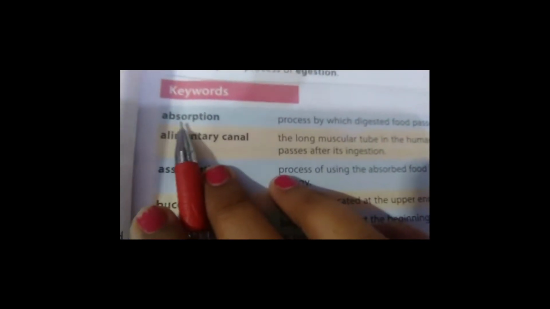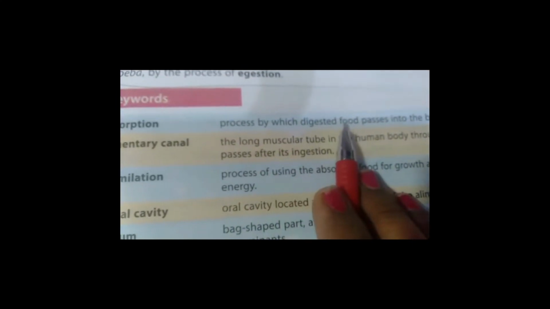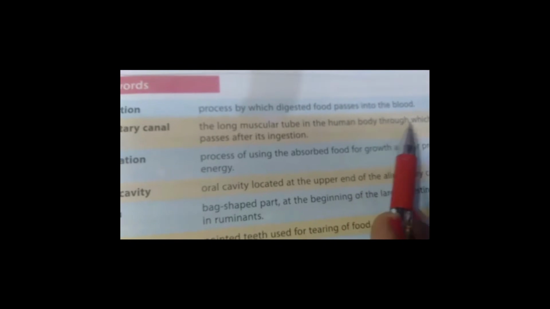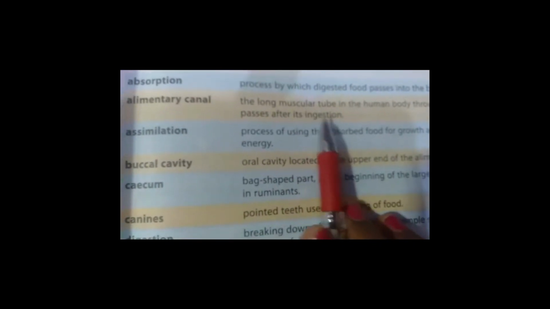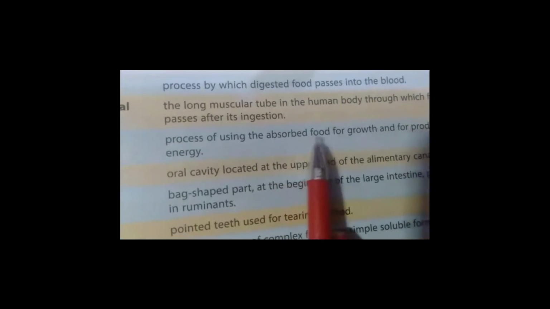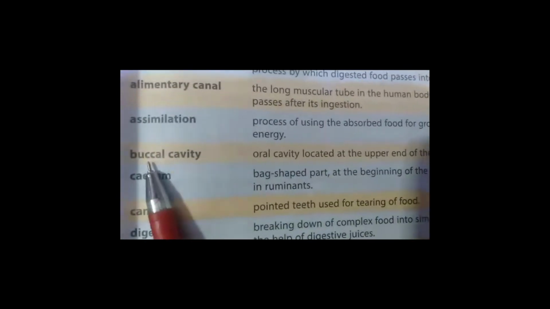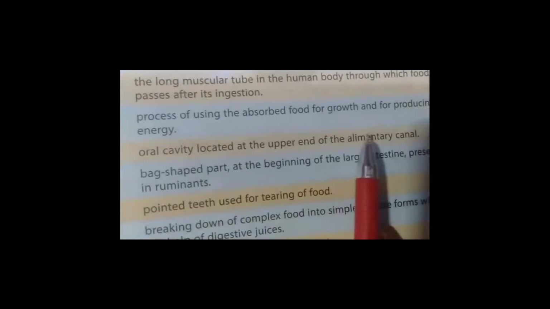Now, keywords. Absorption: process by which digested food passes into the blood. Second, alimentary canal: the long muscular tube in the human body through which food passes after its ingestion. Assimilation: process of using absorbed food for growth and producing energy. Buccal cavity: oral cavity located at the upper end of the alimentary canal.